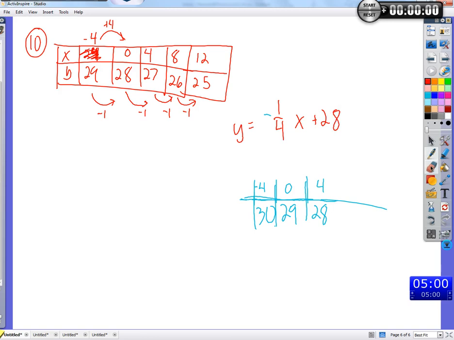So we'll change our starting point and see how that goes. I'm sure everybody realizes this is the place to be, right? This is correct. 28 minus 1, right? Negative 1 fourth times negative 4 is a positive 1. 28 plus 1 is 29. And we know that the pattern already is that every time we go up 4, we're going to go down by 1. So 27, and yeah, we can see it's working.